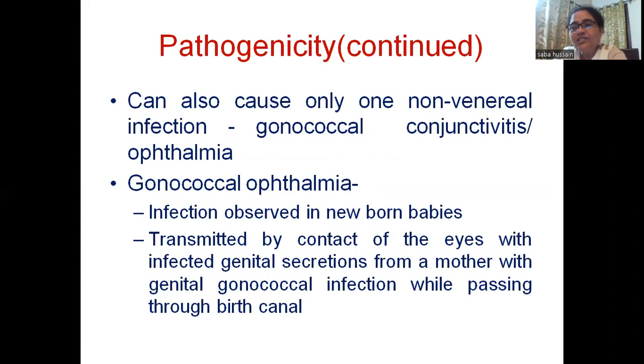Neisseria gonorrhea, or gonococcus, can cause non-venereal infection also, like gonococcal conjunctivitis, or you can call it gonococcal ophthalmia, neonatal ophthalmia. Infection of the conjunctiva is observed in newborn babies. The newborn gets this infection while passing through the birth canal of a mother who has gonococcal infection. So while passing through the birth canal, the child gets infected in the eyes, and this is the only non-venereal infection of gonococcus. It's an important point to be remembered.